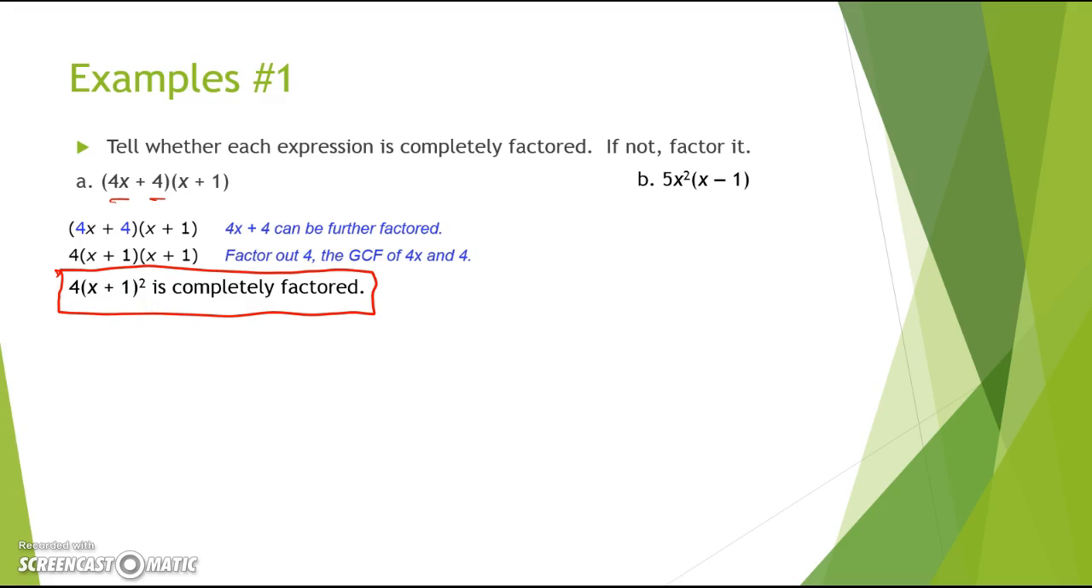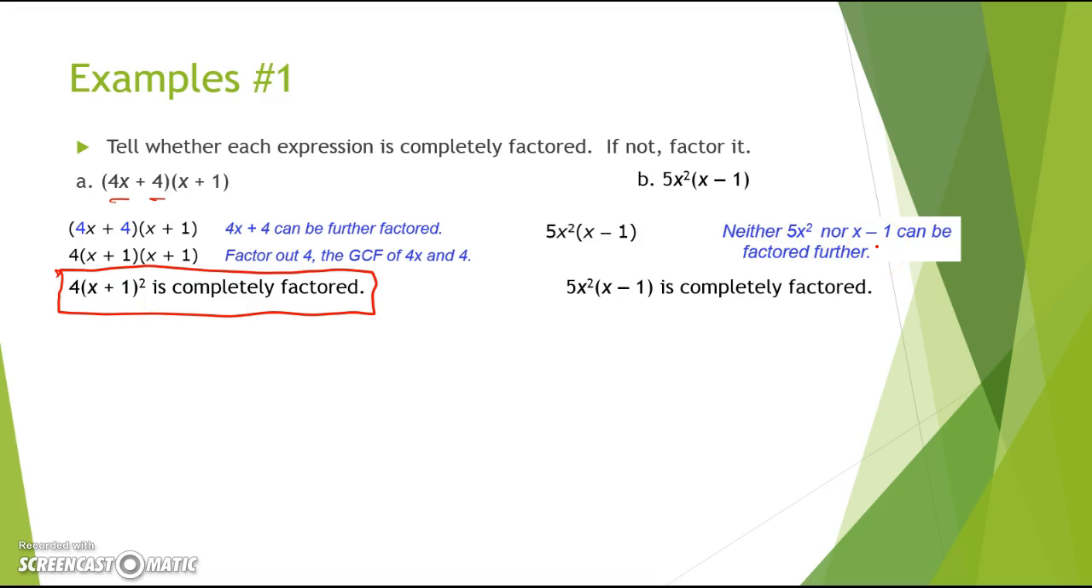For b, we have 5x squared, x minus 1. We need to see if there's something we can factor out, and actually there's nothing really we can factor out with that x minus 1. So neither 5x squared nor x minus 1 can be factored any further. So in this scenario, this 5x squared times x minus 1 is completely factored.